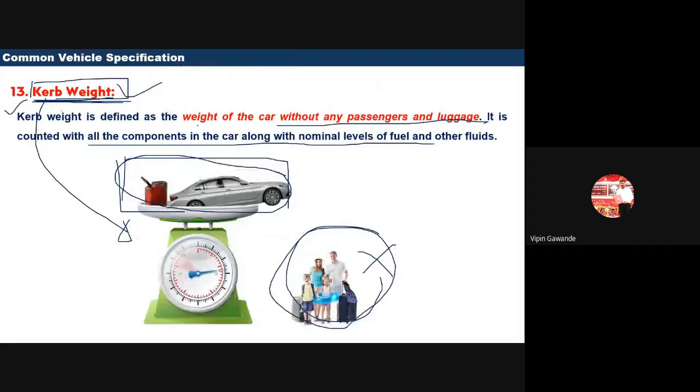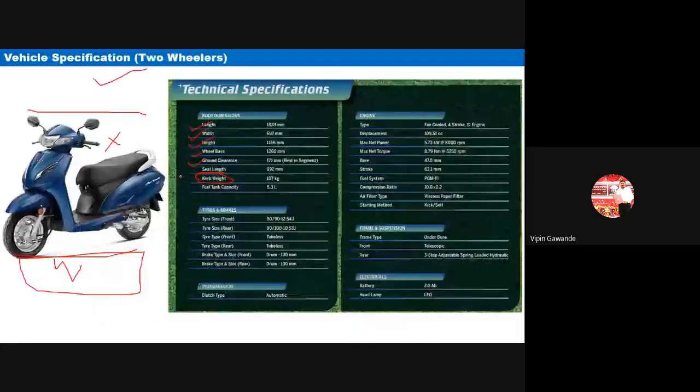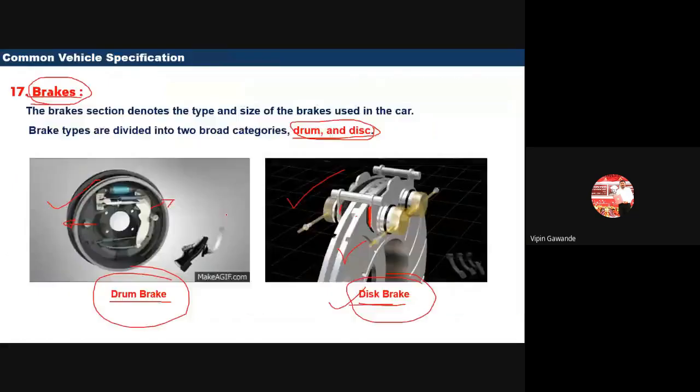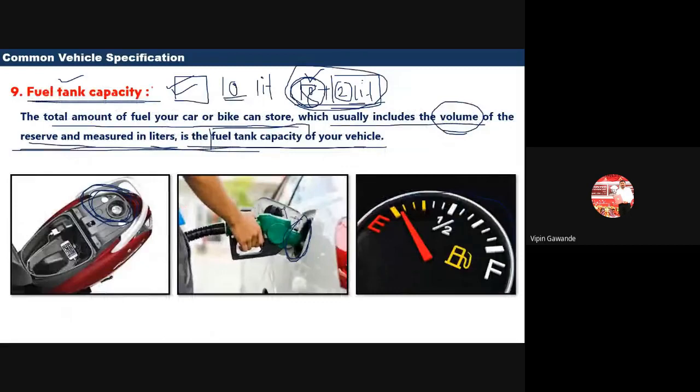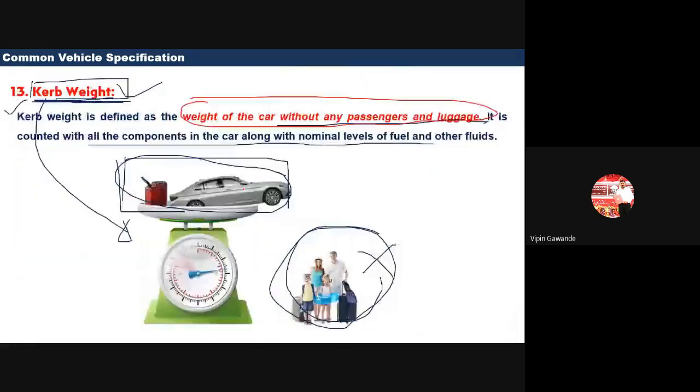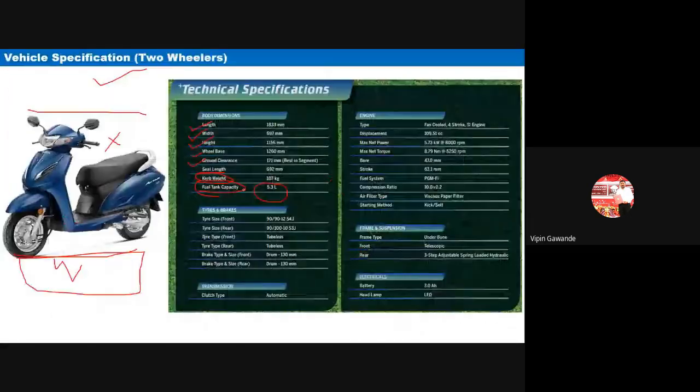So kerb weight is the weight of the vehicle without the passenger. See, it is mentioned in our specification. Fuel tank capacity we have also seen. It is given in liters. 5.3 liters means it also includes the reserve capacity.